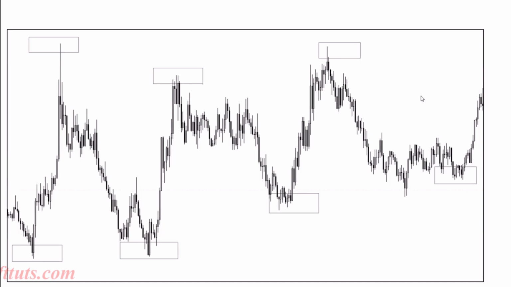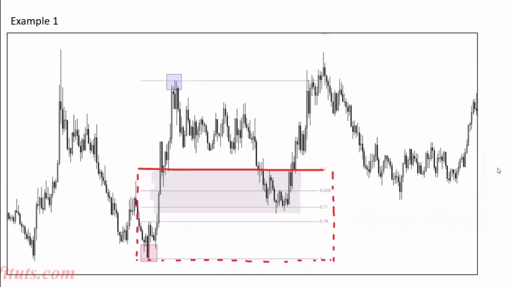So what do I mean by premium and discount? Like I said from the last lesson in market structure, mark out your highs and your lows. Once you get these areas identified, there's this thing called premium areas and discount areas. So what do I mean by a premium area or a discount area, for example?